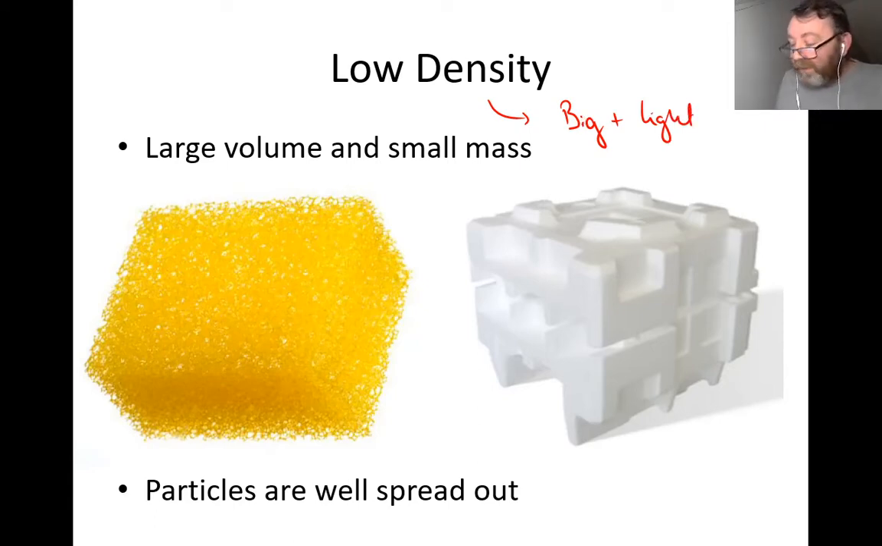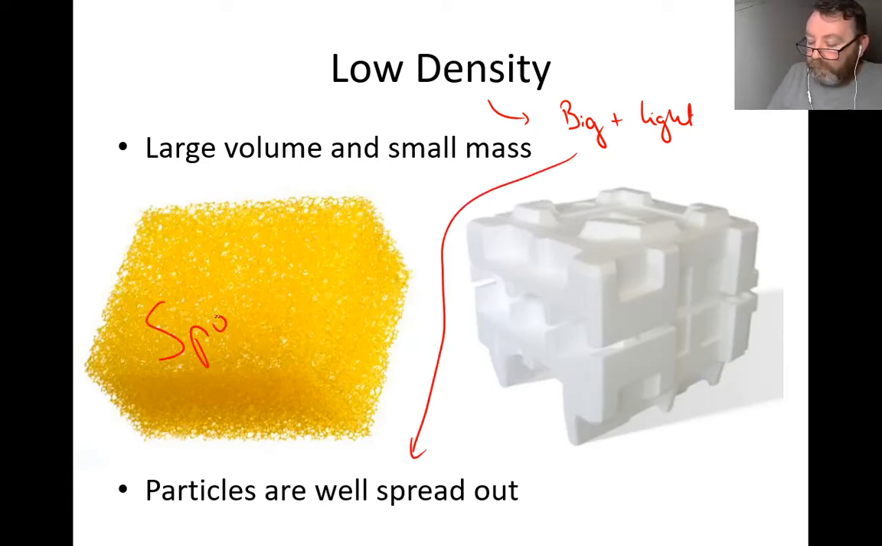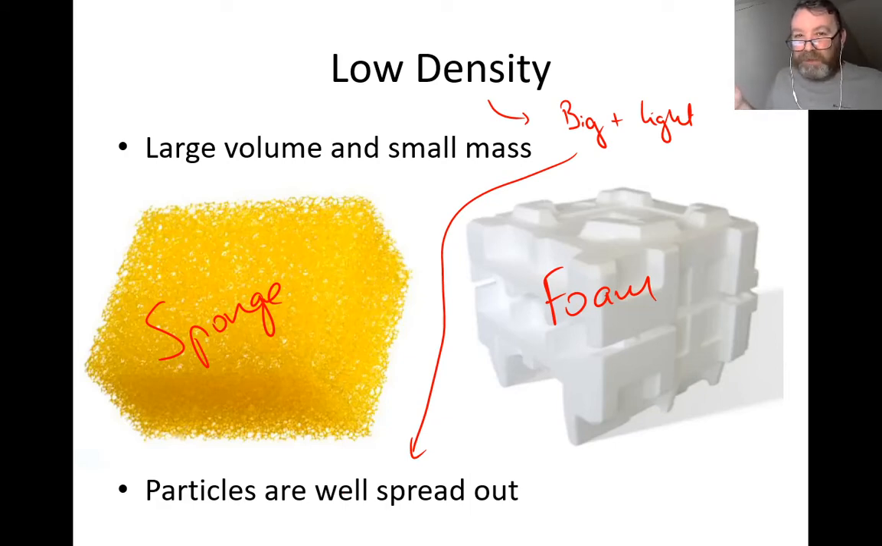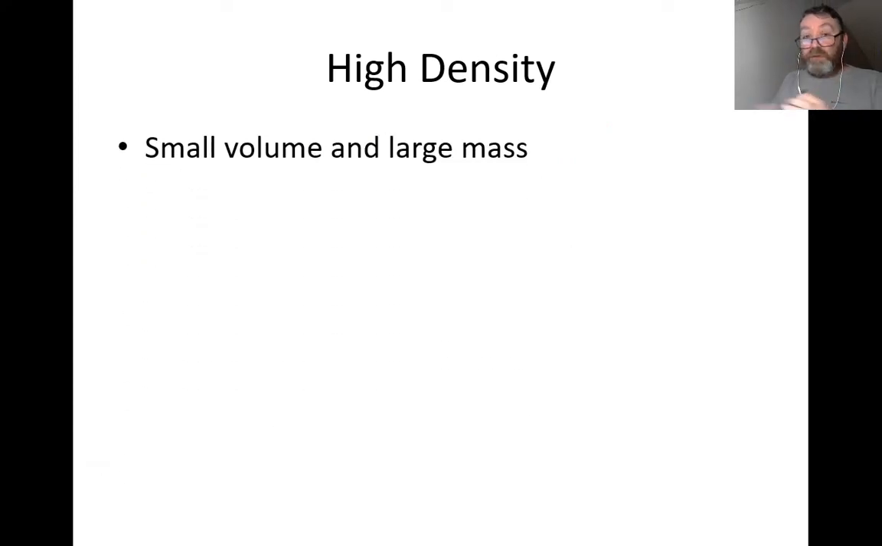And why is that the case? Because in the sponge and in the foam, what do we notice? The particles are well spread out. So there's a lot of space between the particles, meaning that it has a big size, but very little matter. Okay, what's the opposite to low density? High density. And in a high density object, we've got a situation where a small volume has a large mass.